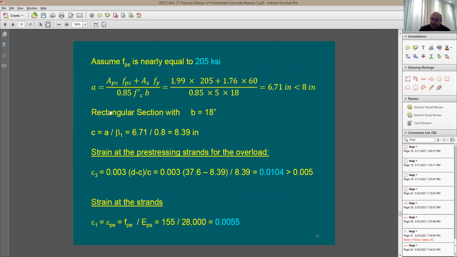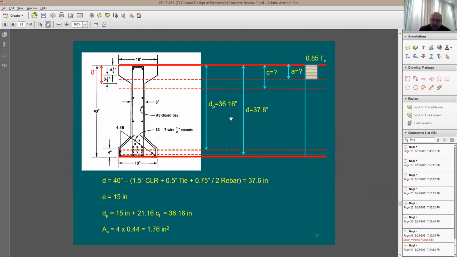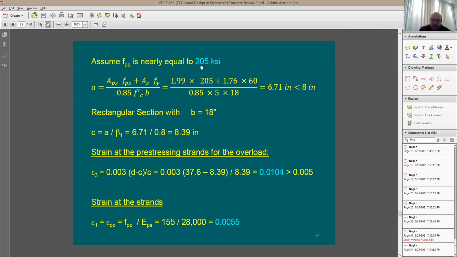I did my analysis. I find out that A is equal to 6.71 inch, which is less than 8 inches. What is this 8 inch? Let me look again. It is going to be from here to there. So actually A turned out to be right here, and the C is going to be right here. It's going to be the web. Because for C, you take the depth A divided by 0.8, the beta 1, to get to C. So here's the C. It's going to be 6.71, and then you divide this by 0.8. It's going to be 8.39.